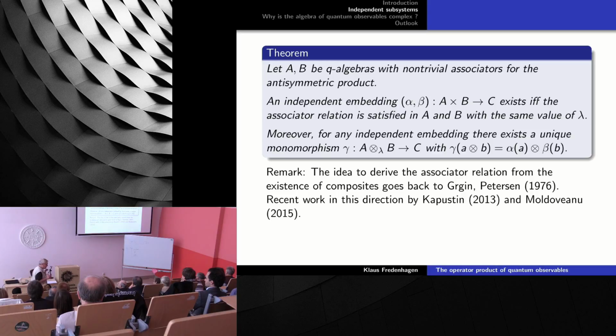Namely that if you assume that you can compose physical systems, you have to introduce this relation between the associators, and at the end you get an associative product of observables. Now, as I said, this paper has only very few citations, but there's some recent work which I found by looking at these few citations, namely by Kapustin and by Moldoveanu, where they also exploit this structure.